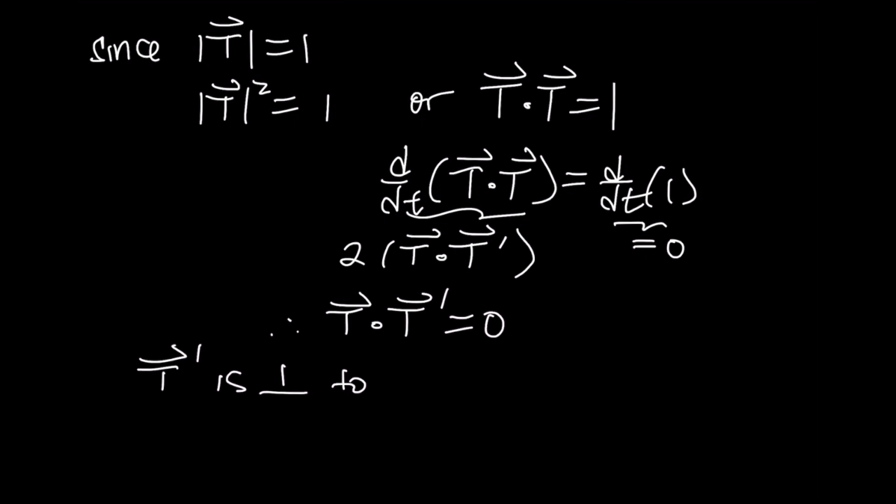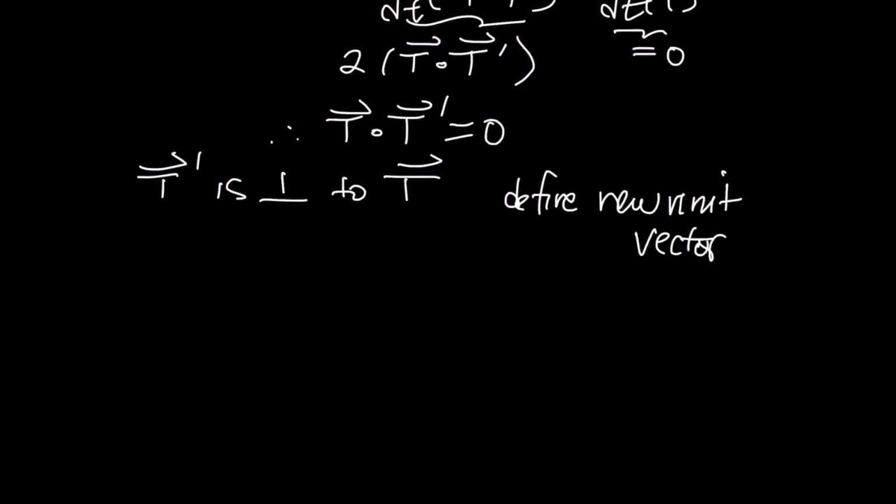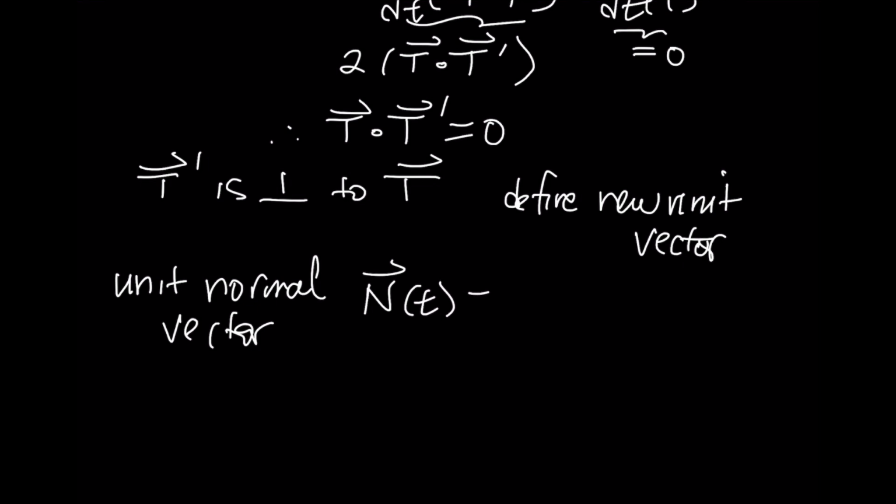And that's going to lead us to defining a new unit vector. And this new unit vector is called the unit normal vector. And we will define it as capital N of t equals the vector T prime of t, divided by the length of T prime. Now remember, the unit vector T has a length of 1, but when we take its derivative, we don't have any idea about what the new length will be. So that's why we will scale this so that it does have a length of 1.